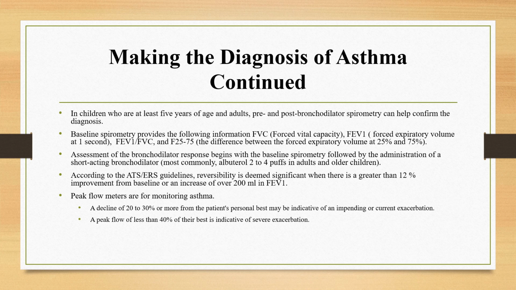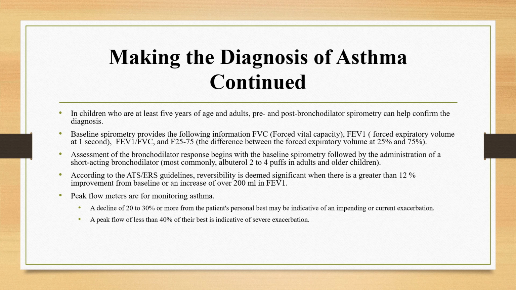Another good tool to use, and you could use it for basically not diagnosing asthma but determining the severity of asthma, is to use a peak flow meter. A peak flow meter is a very easy method to monitor asthma. Typically, a decline of 20 to 30% from what the patient's personal best tells you that they have impending or current exacerbation. If you have a peak flow less than 40% of their best, this indicates a severe exacerbation, which means that you should get that kid to the hospital or go see the doctor.